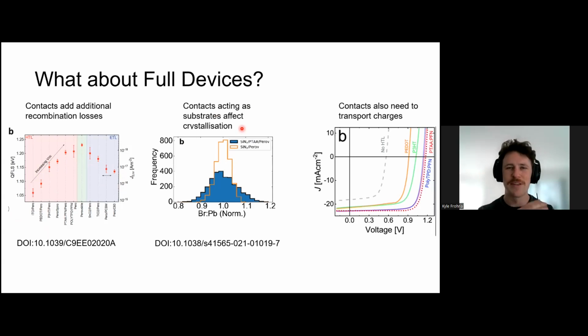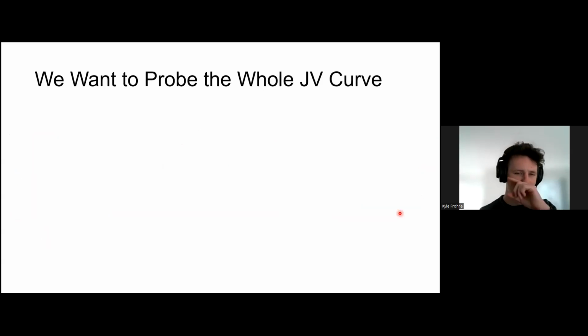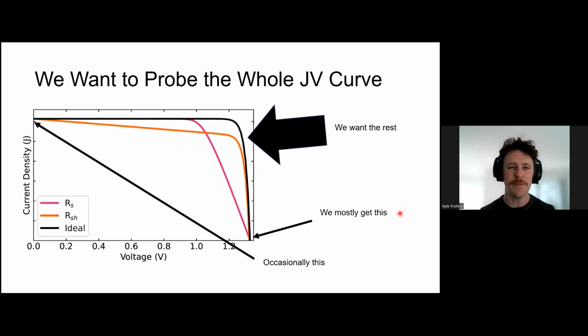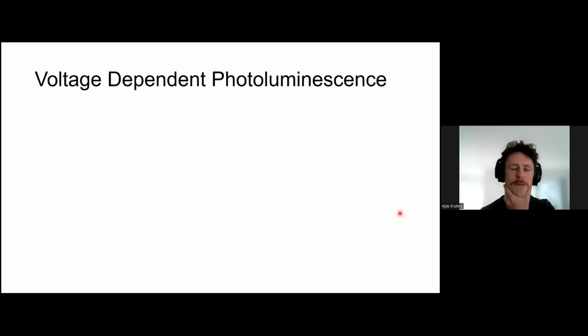And so all of the previous stuff I've shown you is only talking about the voltage. And in principle, a solar cell is not just its voltage. It's much more than that. So we want to probe the whole JV curve. We get this, and then sometimes in the literature, we occasionally get this with things like laser beam induced current, but we really want the whole thing. And so that's where some people in the literature come up with voltage-dependent photoluminescence. This is where we effectively scan the voltage on our solar cell and measure the photoluminescence as a function of that voltage.